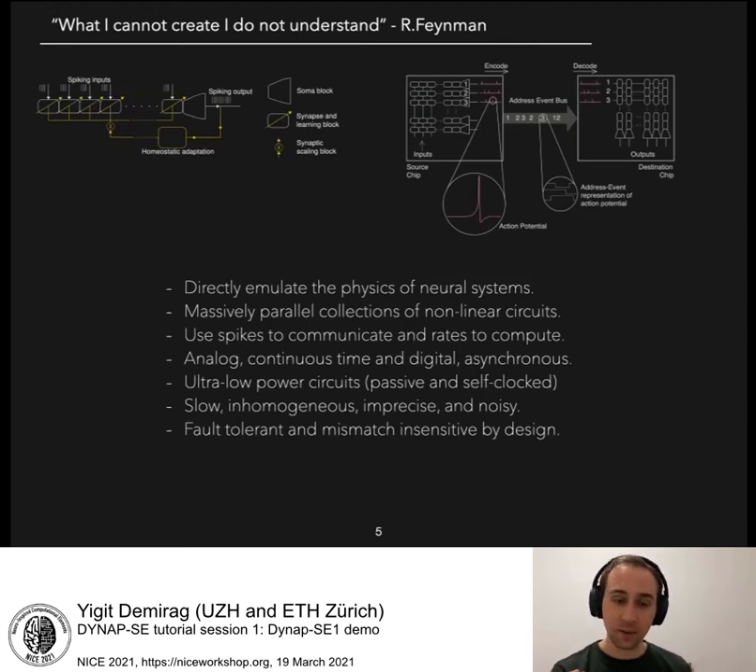inhomogeneity in the computation, and they are slow. Basically, they are not using accelerated time. So depending on the point of view, this can be a bug or a feature. If you want to implement really high precision ResNet-like big neural networks, this is a bug. But if you want to build something very similar to real neurons and test how to deal with this noise behavior, these are features.